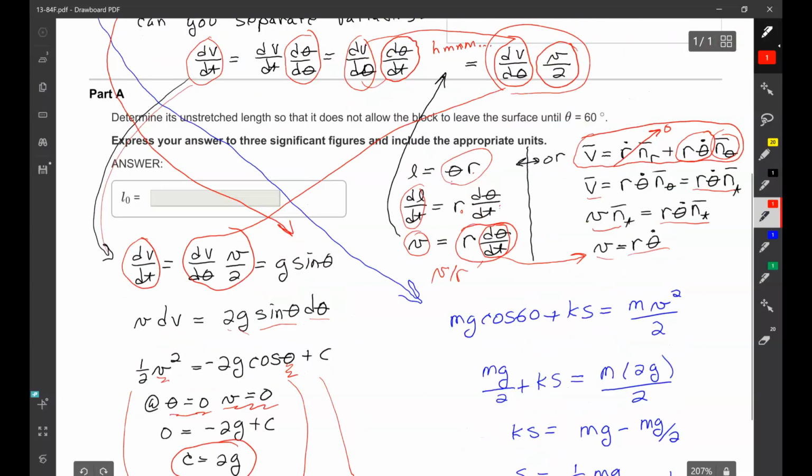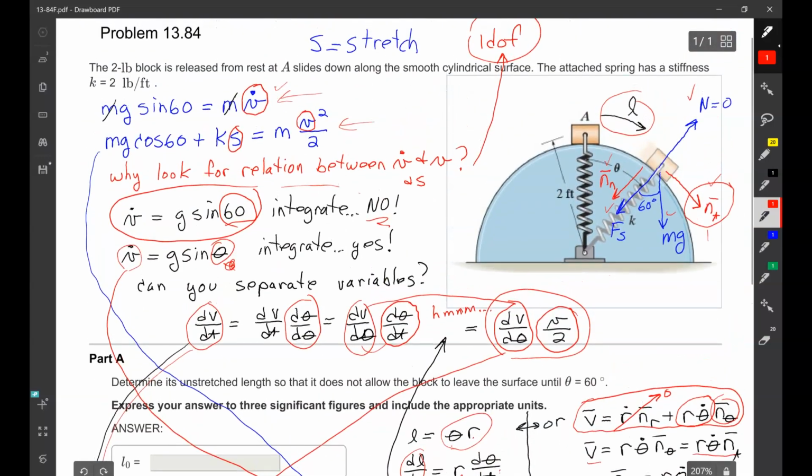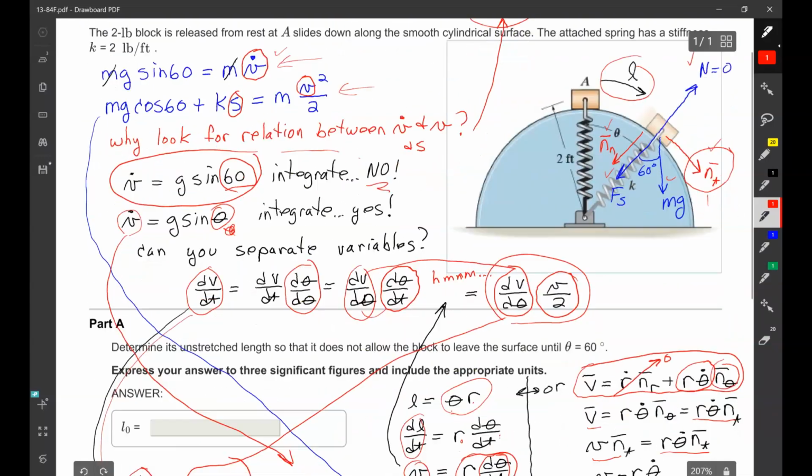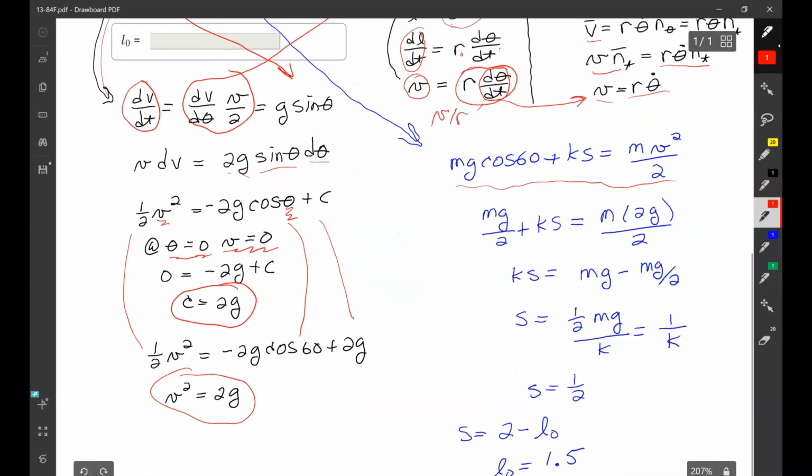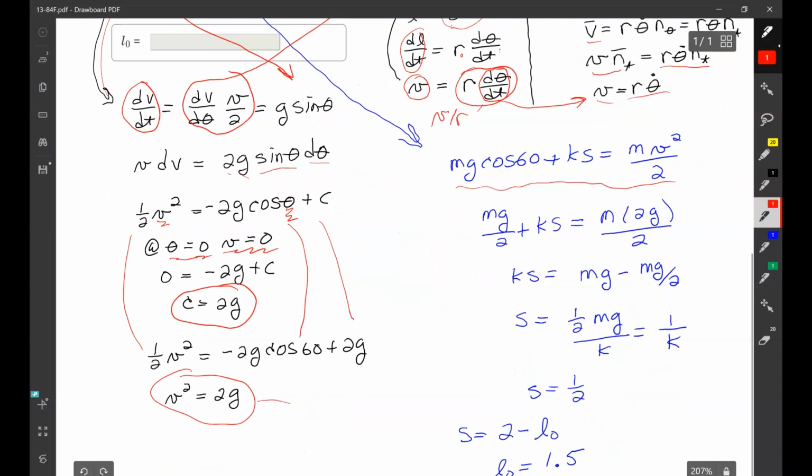What am I going to do with that? I'm going to get my blue equation, my second equation. This one, mg cosine. I'm just going to copy it down here. That's all I did. And now I'm going to plug in what I have for v squared. So mg cosine of 60 is 1/2 mg, over 2, plus ks equals m, this is v squared, over 2.